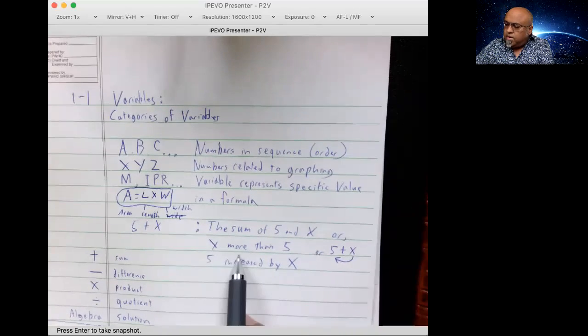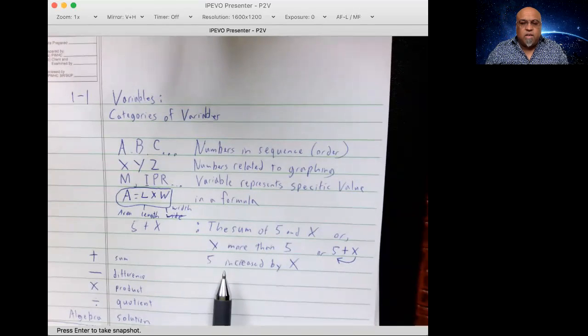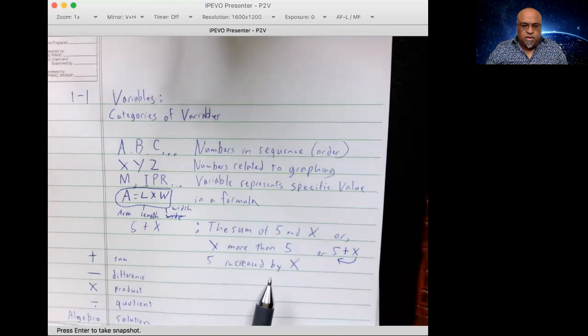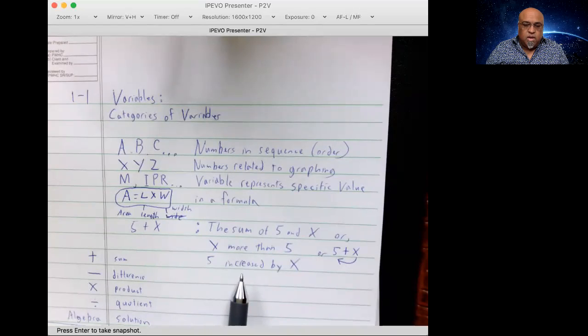It's increasing it. Which brings me to the last number sentence. 5 increased by x, okay? So in this case, because we use the past tense ed with the word increase, then I can still have it in the same order. 5 increased by x.